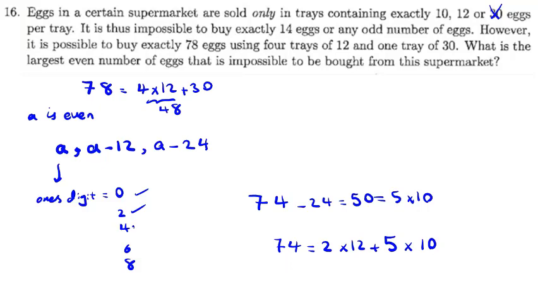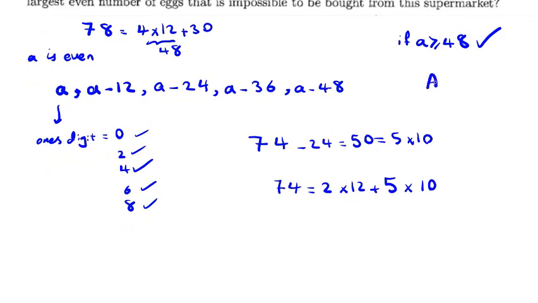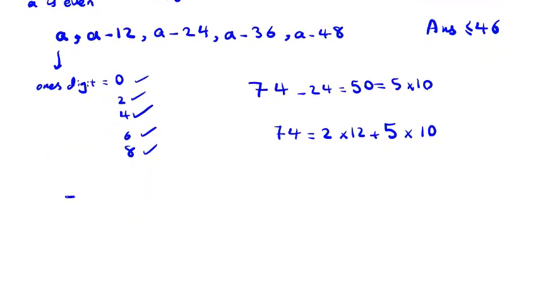So if one digit is 4, that is okay, and then A minus 3 times 12, which is 36 for this one, and A minus 48. So if our A is even and A is greater than or equal to 48, you can always create that. So we should focus on what the answer is: it is less than or equal to 46. So we will check from 46.